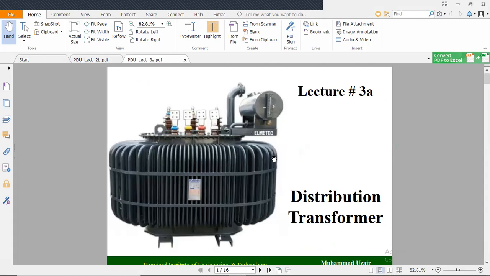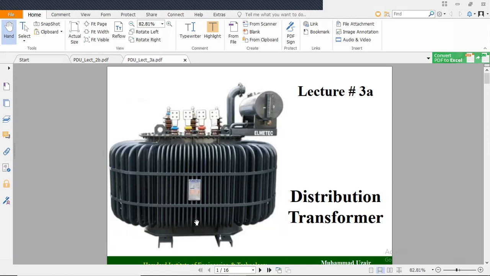So this is the conservative tank and thermometer, HT bushes, and the opposite side is LV bushes. The difference between HT bushes and LV bushes is that LV bushes are 4 in quantity and HT bushes are 3 in quantity, because it's a distribution transformer with conversion of delta to star.